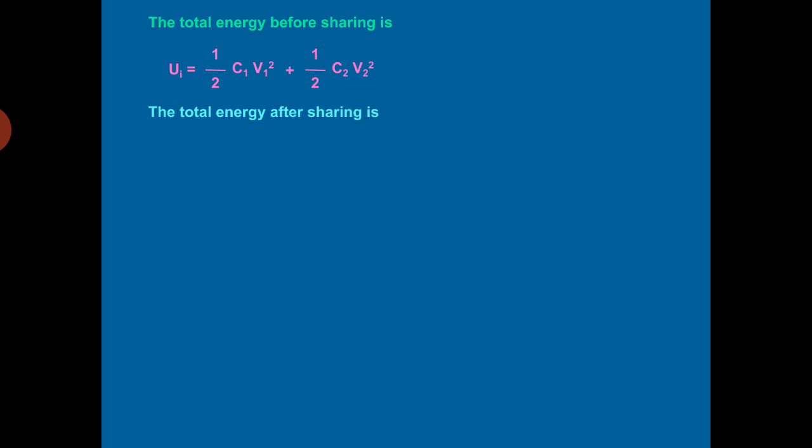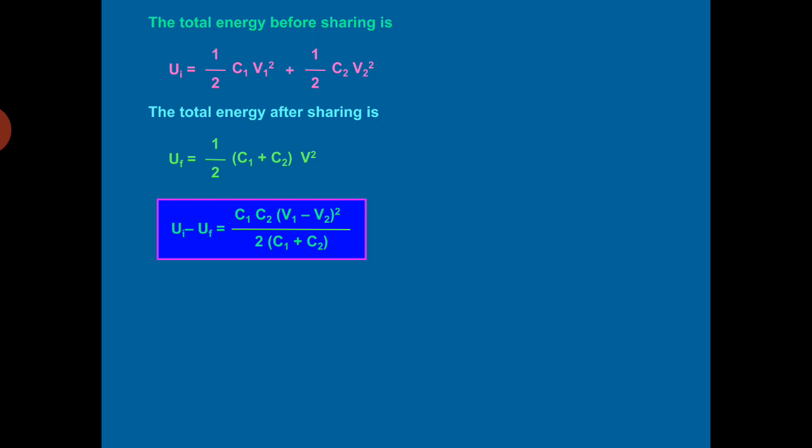Now total energy after sharing of charges can be calculated as UF is equal to (1/2)C1V² + (1/2)C2V². V² can be taken common. It can be rewritten as (1/2)(C1 + C2) within the brackets multiplied by V². What we get, UF, is the final energy of the system, that is, the total energy after sharing of charges. Now we are to calculate whether this energy is the same as the initial energy.